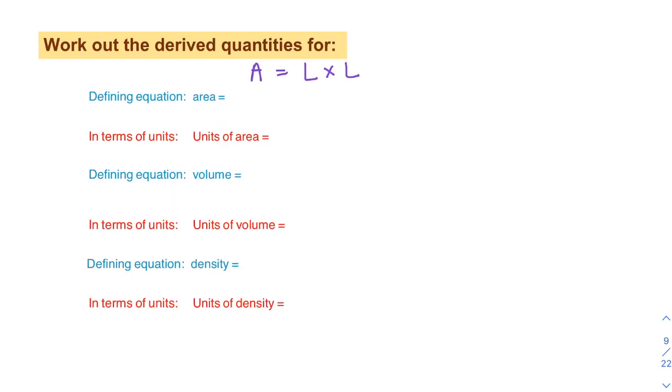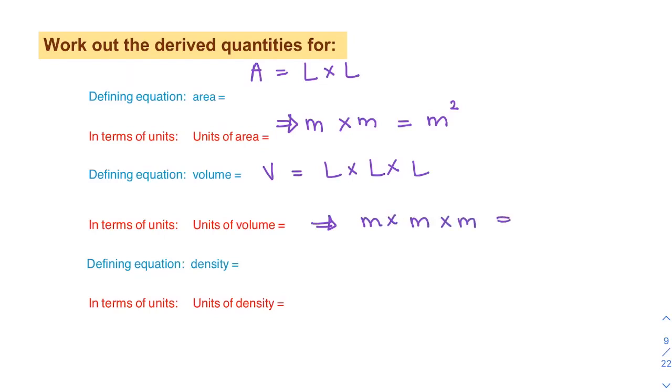So this is the formula. In terms of units, the unit for area is meter times meter, so actually it's meter squared. For volume, the symbol commonly used is V. It's actually length times another length times a third length. So you have a volume. In terms of units of volume, it is meter times meter times meter, which is meter cubed.